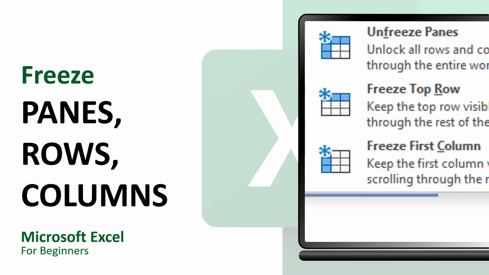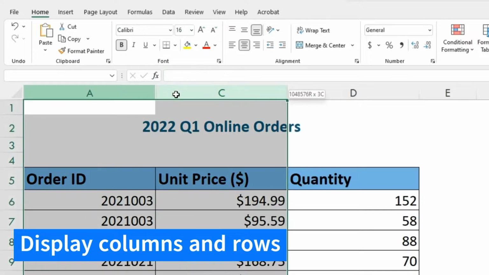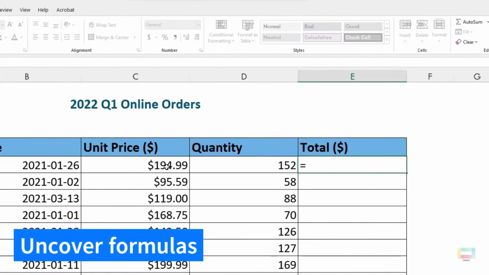Today we'll be talking about freezing and unfreezing columns and rows. In the last video we figured out how to hide and unhide columns and rows and how we can uncover formulas that have been applied in a worksheet. Click the link above to check out that video.